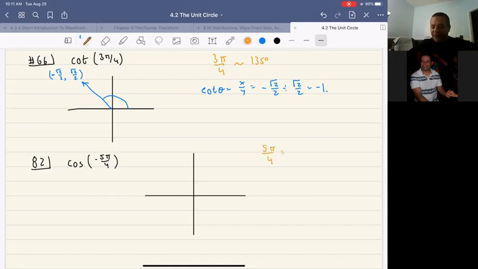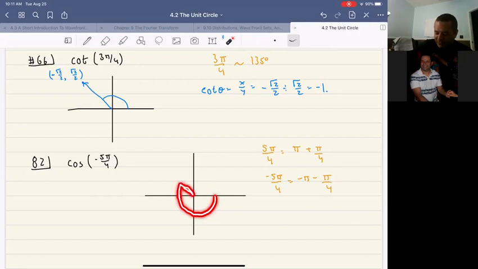5 pi over 4, I'm going to think about it as pi plus pi over 4. So negative 5 pi over 4 is negative pi minus pi over 4. Okay, so now negative pi is there, and then another pi over 4. So it's going to be here again. Oh man, that's the same thing that we just did, same gosh darn angle. Okay, except we're coming at it from this direction.